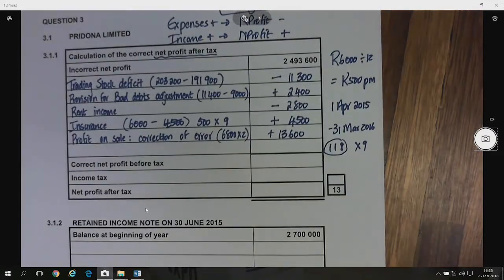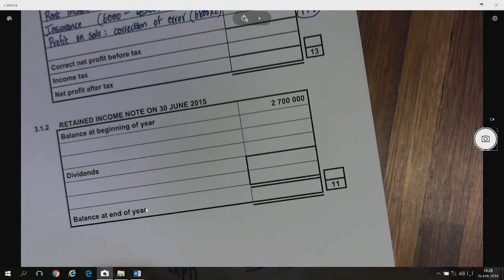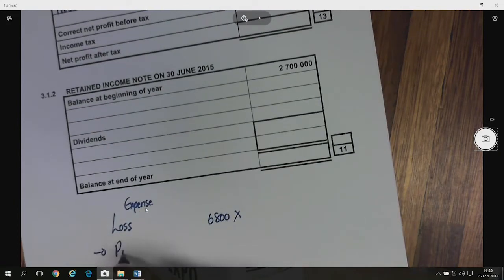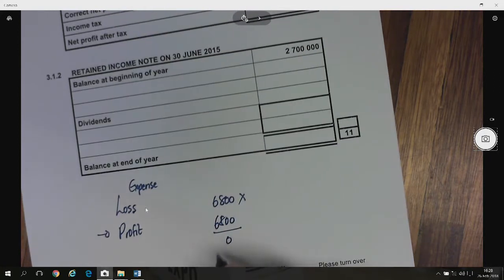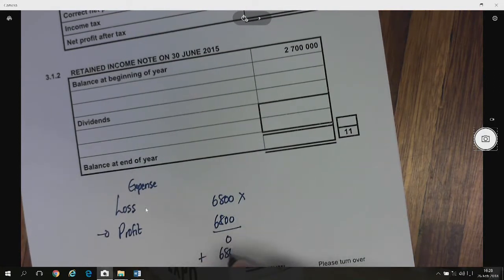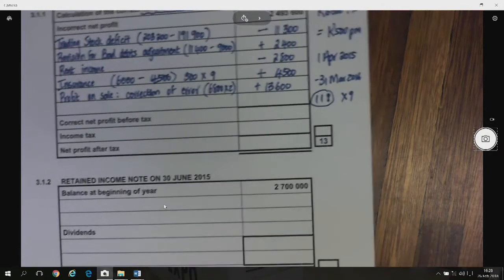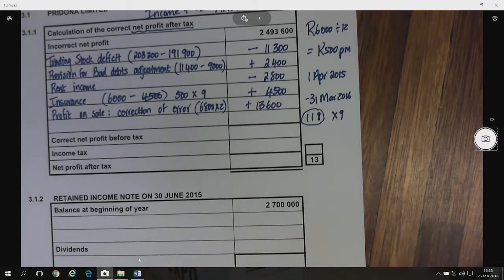Okay, why double? Because if you show something as a loss in your income statement, it is an expense of 6,800 rand, and it's wrong. This is supposed to be a profit. The first 6,800 rand cancels the wrong one, and then another 6,800 will show you the profit. That's why it's times 2. Let's quickly see the last one there.